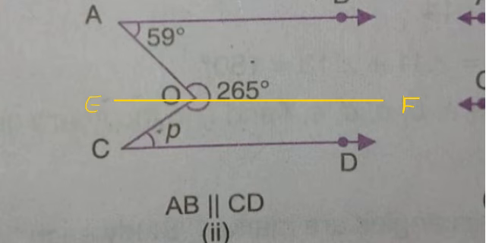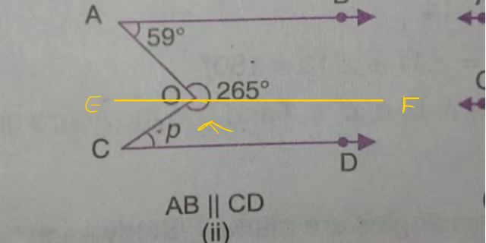You can see 180 is the total sum. So you can see co-interior angles are being formed. What are co-interior angles? EOA, this angle here, is a co-interior angle, and P is also a co-interior angle, because now we have a transversal intersecting them. Co-interior angles are supplementary. So if you add P and the other angle, this one, you will get how much?